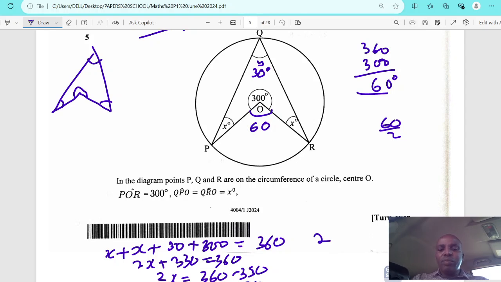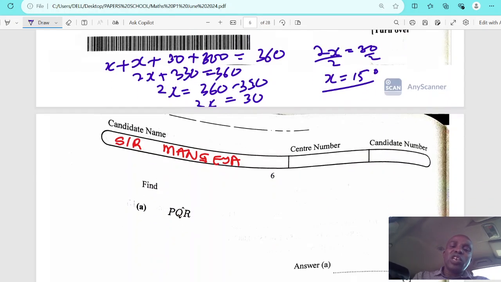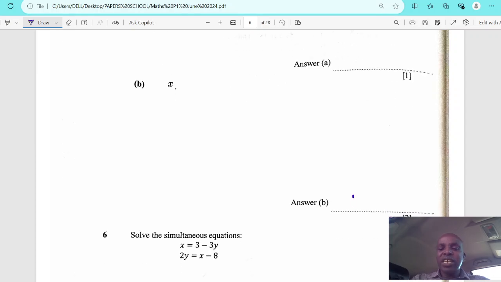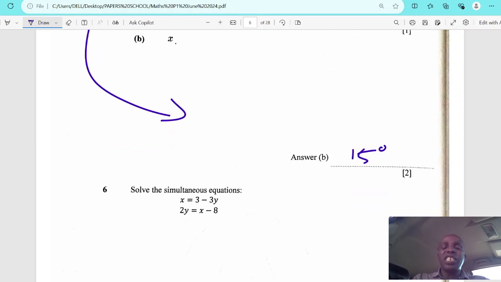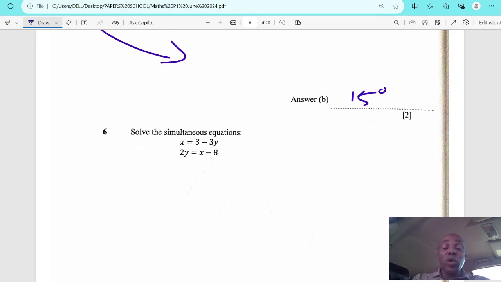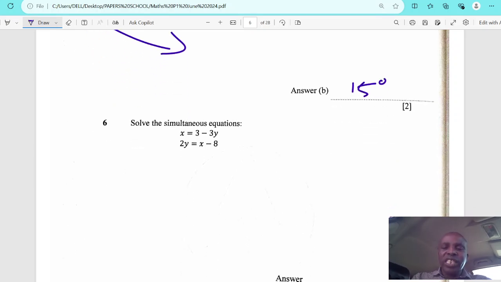So you divide by 2. You get x is 15 degrees. Done. So I found all the angles here. So my x is 15 degrees. So all the working must appear in this space. Please take note of that part. You must write all your working on that part, not on the circle.